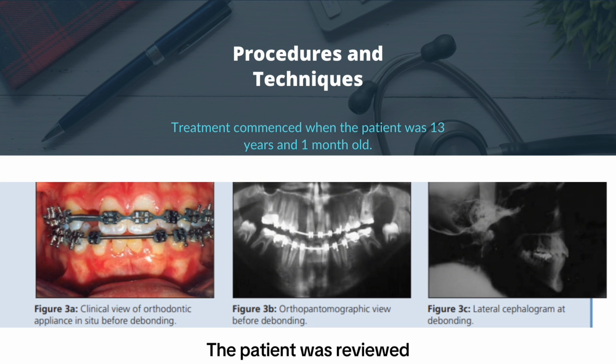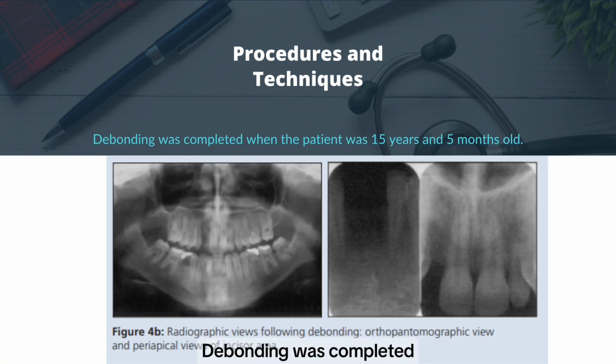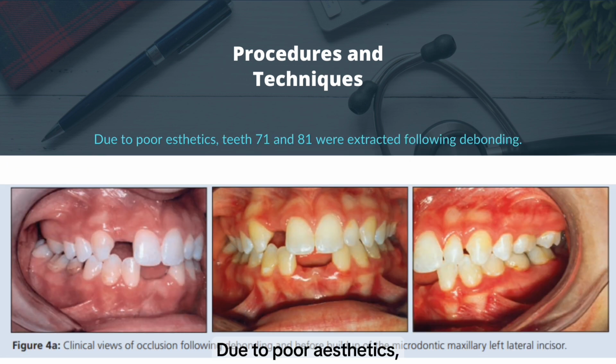The patient was reviewed regarding her prosthodontic restorative needs during orthodontic treatment and before debonding, shown in Figure 3C. Debonding was completed when the patient was 15 years and 5 months old, shown in Figure 4A and 4B, Table 1. Due to poor aesthetics, teeth number 71 and 81 were extracted following debonding, shown in Figure 4A.